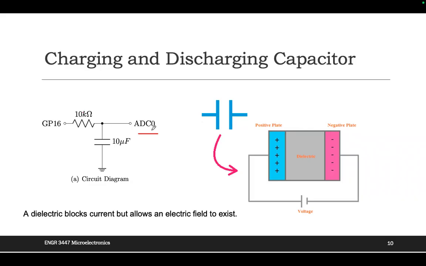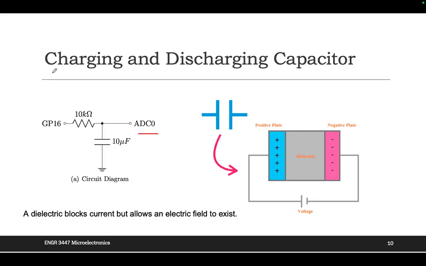So initially, whenever you turn on the circuit, the capacitor would begin charging. Yeah, that's true. And ADC 0 wouldn't be reading anything because... Not nothing, it will read. Would it be receiving? Because it's dependent on what the internal resistance of the ADC chip is.